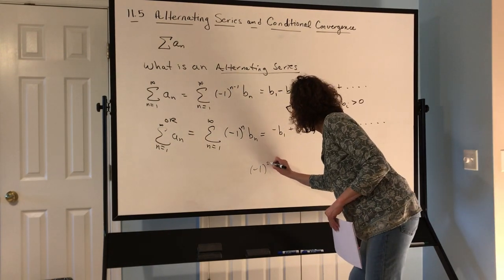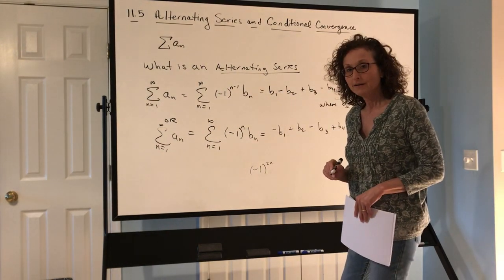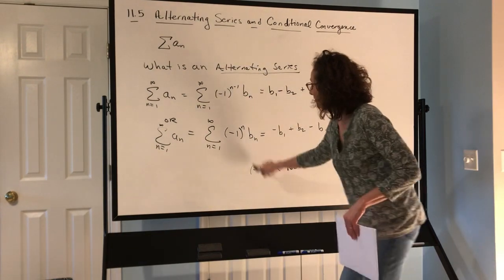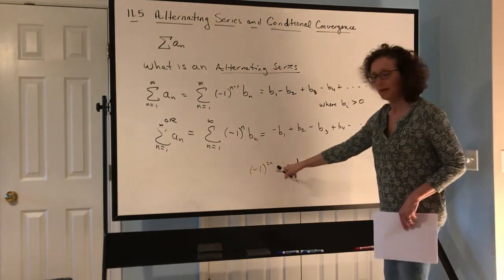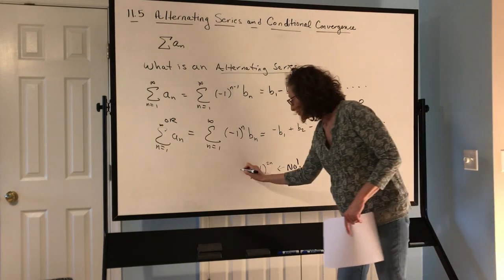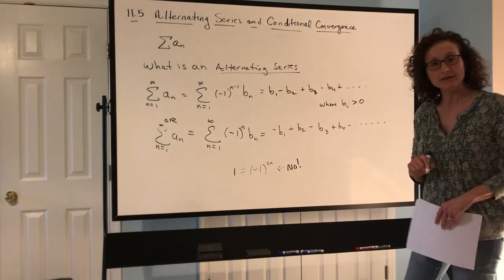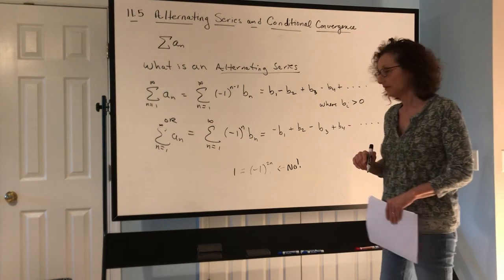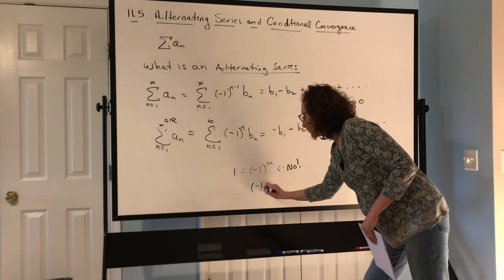What if it was minus 1 to the 2n? Would that alternate? No, right? We couldn't replace either one of these by minus 1 to the 2n. Why? Because that's always just equal to 1, right? 2n is even. Negative 1 to the 2n is always just positive 1. That wouldn't alternate, right?